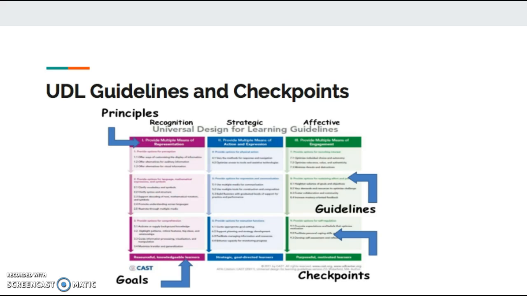Under engagement, the why of learning, there are 3 guidelines. Provide options for recruiting interest, provide options for sustaining effort and persistence, and finally, provide options for self-regulation.